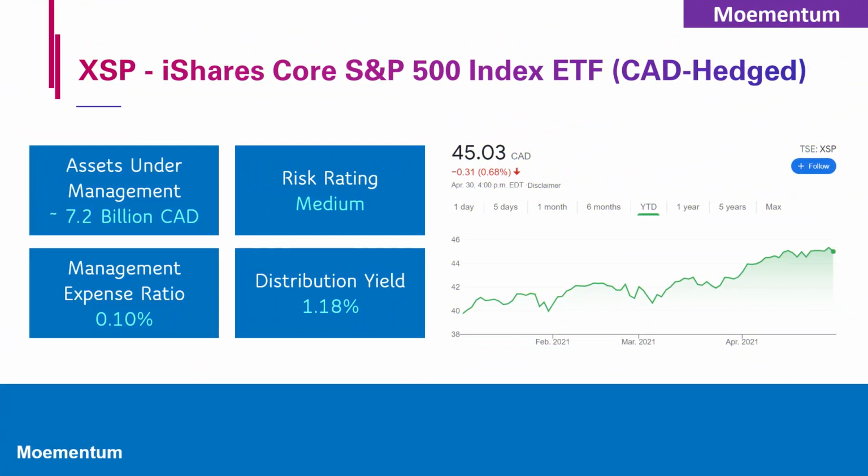The fourth and last ETF to review is XSP, or iShares Core S&P 500 Index ETF with Canadian dollars hedged.